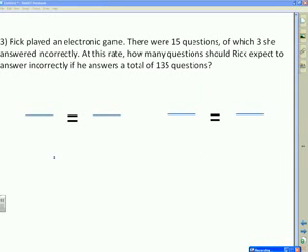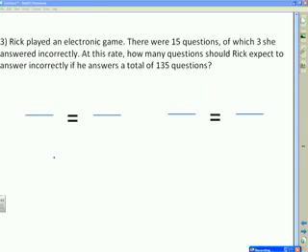All right, let's go ahead and go to number 3 on your daily. Rick played an electronic game. There were 15 questions, of which 3 she answered incorrectly. At this rate, how many questions should Rick expect to answer incorrectly if he answers a total of 135 questions? All right, so Rick played a game and there were 15 questions. I've got to be thinking, is that 15 questions total or is that a part?